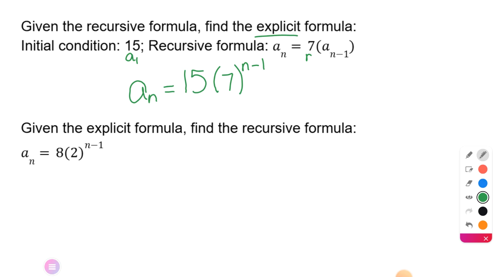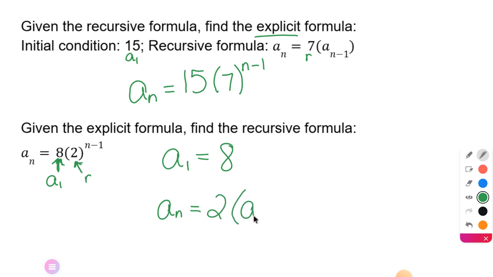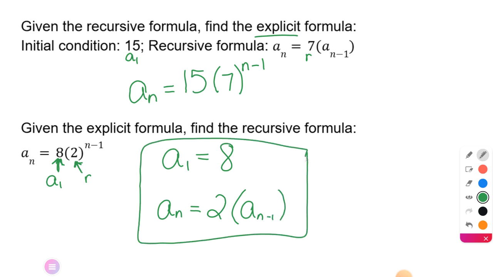And last but not least, given the explicit formula, find the recursive. So let's see, my first term, a sub 1, is 8. My ratio, my r, is 2. So the recursive formula again has two parts. a sub 1 equals, well, my first term is 8. a sub n equals ratio, r, 2 times a sub n minus 1. There we go. And that is geometric sequences.